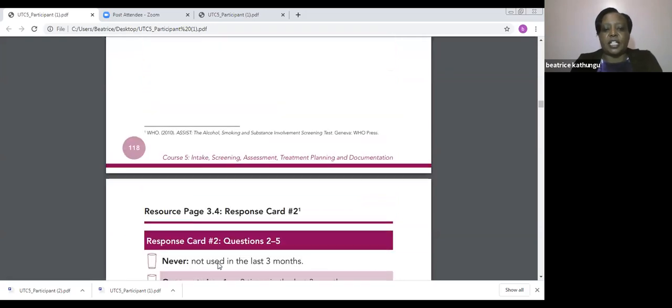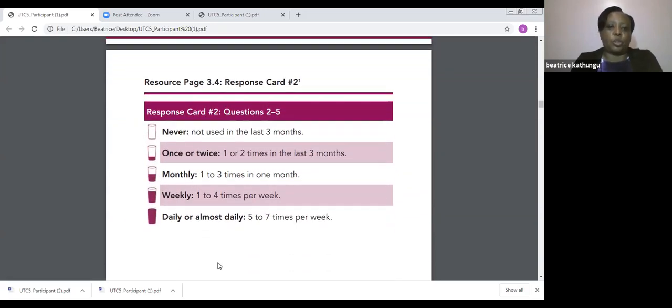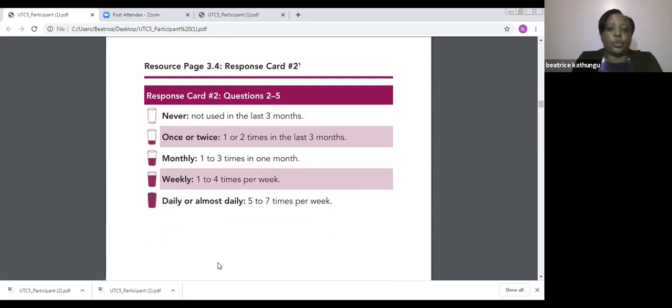Now, the next response card is response card number 2. Response card number 2, like Moses told us last time, will be used for questions 2, 3, 4, and 5. Why do we give it? We want to help the client conceptualize what we mean when we ask them about how often they use substances, the pattern of use. So for example, we tell them that if you have not used in the last 3 months, then it is never. By the way, please remember Moses introduced us and told us ASSIST focuses on the last 3 months. That's why you'll be noting everything is around 3 months.